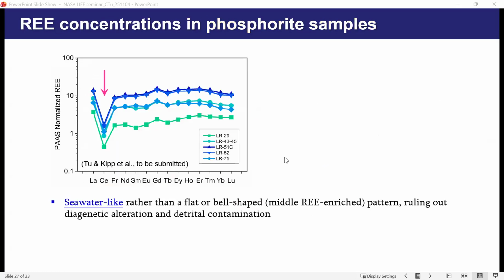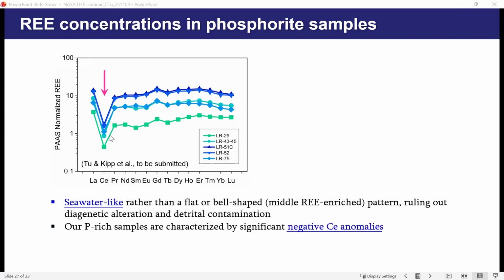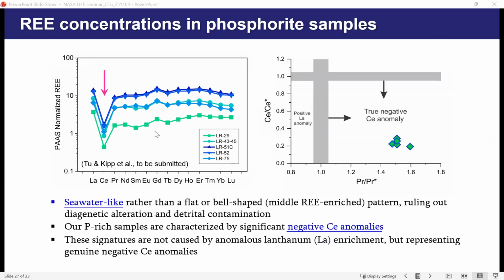So we also measured rare earth element concentrations in several phosphorite samples. You can see the REE distributions exhibiting a seawater-like pattern, thus ruling out diagenetic alteration and detrital contamination. Importantly, our phosphorus-rich samples are characterized by significant negative cerium anomalies, and these are genuine signatures.